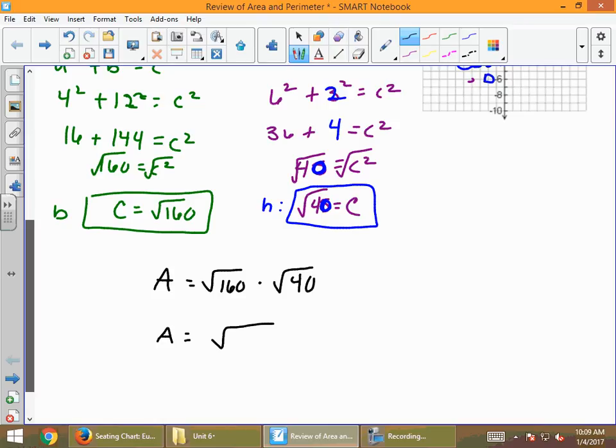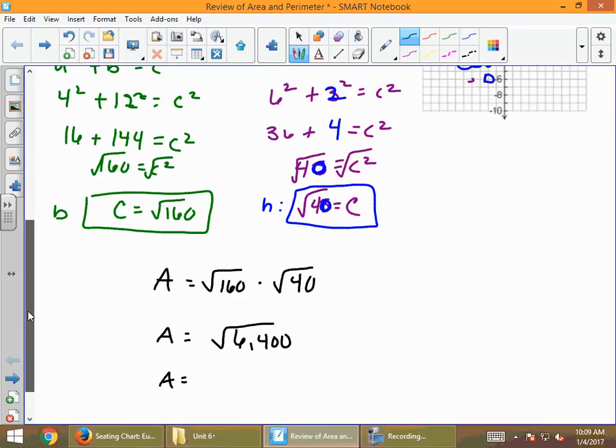Yeah, what do you get when you do 160 times 40? 6,400. Check and see if this is a perfect square. If not, we need to simplify it. What's the square root of 6,400? We get a whole number? Yeah, what do we get?